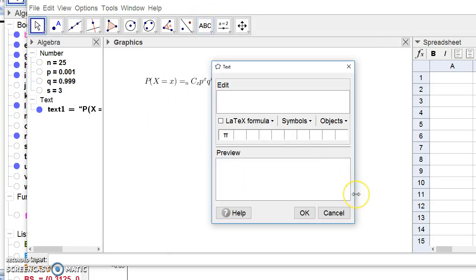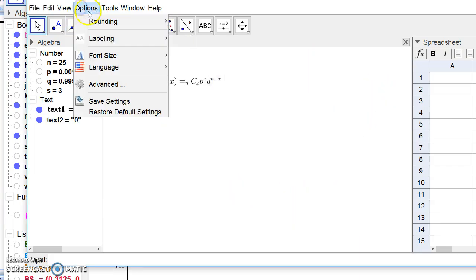And we're going to do this by doing n factorial divided by, so this is just the nCr part. s factorial divided by n minus s factorial. Then we're going to do p to the power of s times q to the power of n minus s.